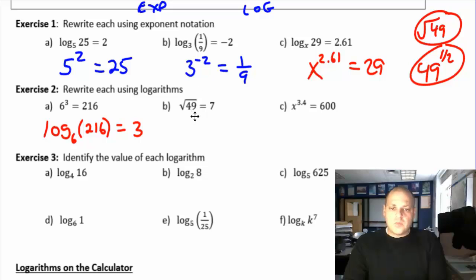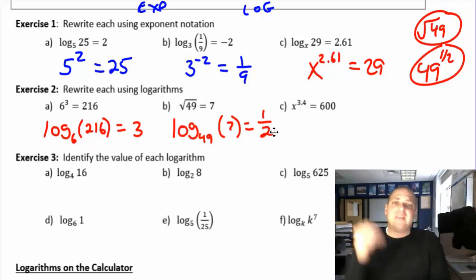49 to the 1/2. Okay, so where's my base? My base is 49. The amount I want to get is 7. And my exponent is 1/2. It takes an exponent of 1/2 if I have 49. It takes the exponent to be 1/2 if I want to get an amount equaling 7.